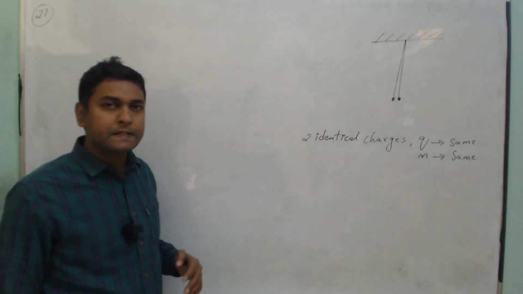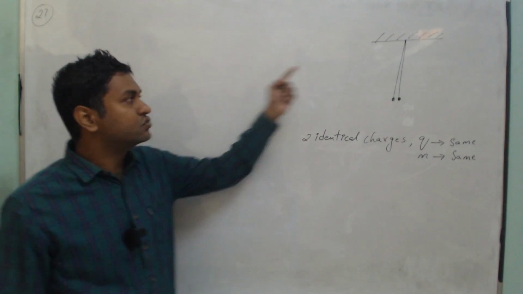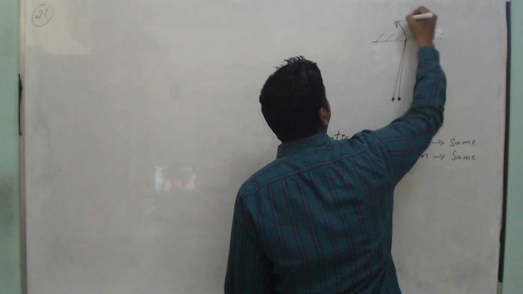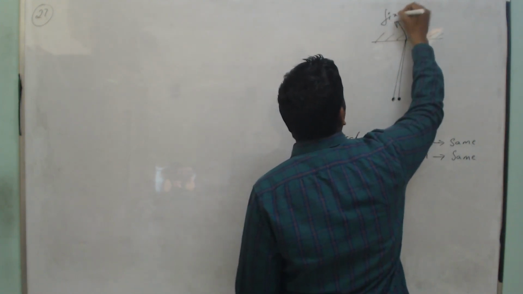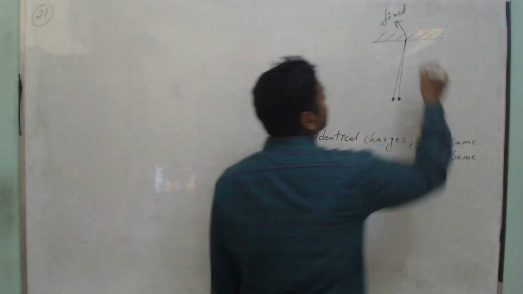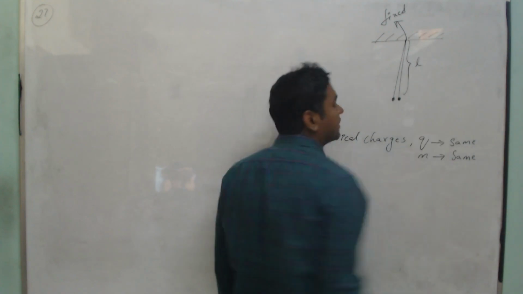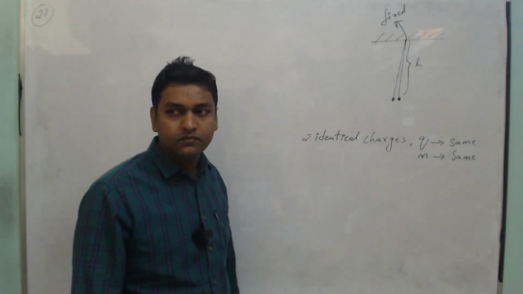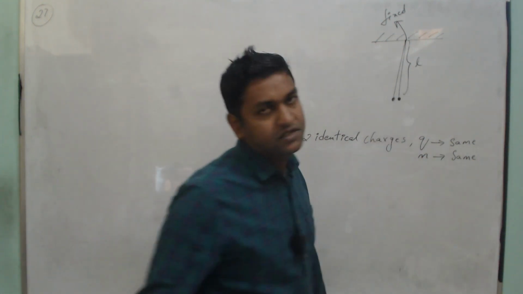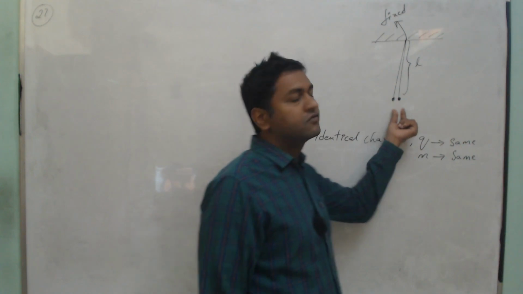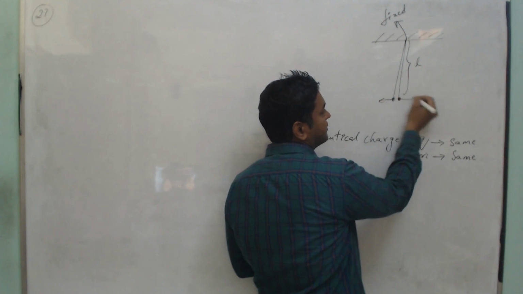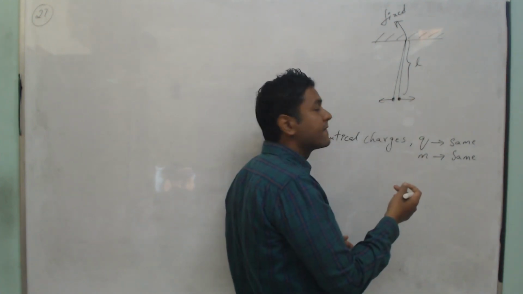And these two non-conducting strings are fixed at a single point. It is given that the length of each string is L. Now, what is going to happen? When you leave these two charges, electrostatic force is going to be applied on either of the charges in opposite directions, due to each other. Correct?